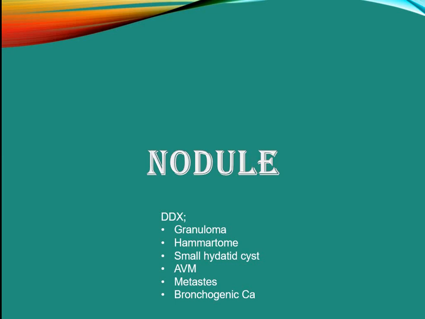Nodules have different differential diagnoses. Among the most important are granuloma, hamartoma, small hydatid cyst, and AV malformation, all of which are benign. We also have metastasis and bronchogenic carcinoma, which are causes of malignant nodule.